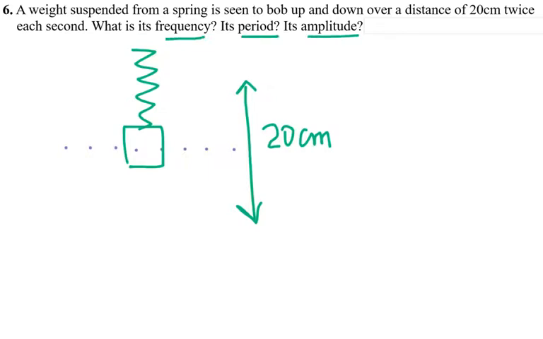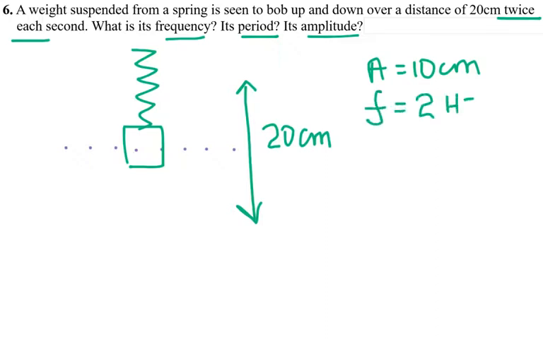So the amplitude, I can say, is going to be 10 centimeters because it goes down and up by 10 from the equilibrium. And then they say twice each second, so it goes up and down twice each second. Anything per second is frequency. So the frequency is 2 hertz because it's twice in 1 second. And the period is 1 over the frequency, which is 0.5 seconds. And that is all that they ask you to find in this question.